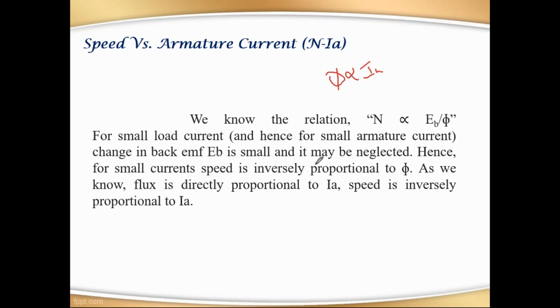So it should be neglected. హెన్స్ ఫర్ స్మాల్ కరెంట్ స్పీడ్ ఈస్ ఇన్వర్స్లీ ప్రపోర్షనల్ టు ద ఫ్లక్స్. ఓకేనా, ఫ్లక్స్ డిక్రీజ్ అయితే స్పీడ్ ఇంక్రీజ్ అవుతుంది. దట్ ఈస్ ద రిలేషన్ హియర్. As we know that flux is directly proportional to the current, speed is inversely proportional to Ia. So here speed is inversely proportional to Ia.